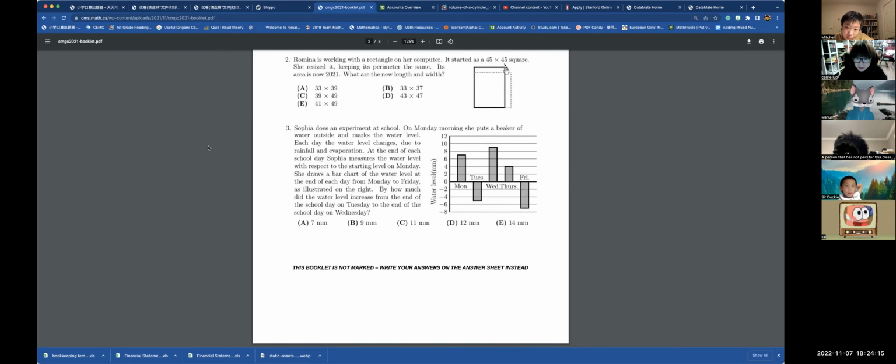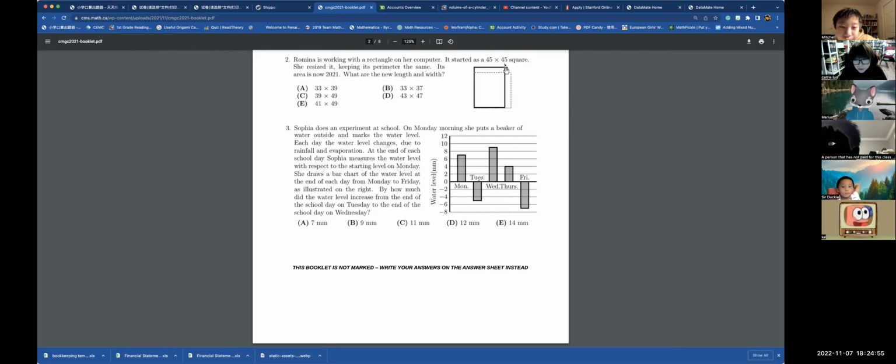Sophia does an experiment at school. On Monday morning, she puts a beaker of water outside and marks the water level. Each day, the water level changes due to the rainfall and evaporation. At the end of each school day, Sophia measures the water level with respect to the starting level on Monday. She draws a bar chart of the water level at the end of each day from Monday to Friday, as illustrated on the right. Okay? By how much did the water level increase from the end of the school day on Tuesday to the end of the school day on Wednesday?